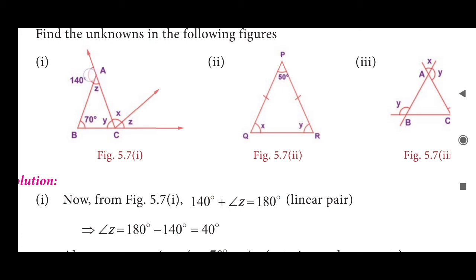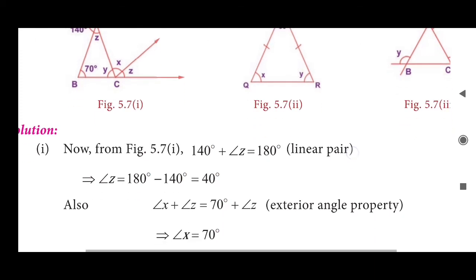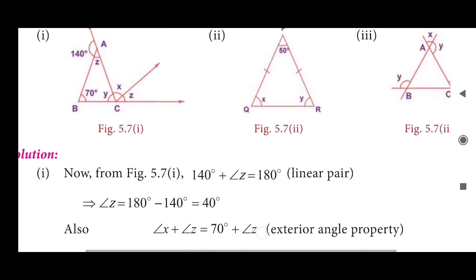So 140 plus z is 180 degree. Then 180 minus 140 equals 40 degree. Z is equal to what? 40 degree. So 140 plus 40 is 180 degree. Now x plus z equals 70 plus z. Z is given, we have found 40. So x plus y equals 180 degree. Understand? They have mentioned x plus z is equal to 70 plus z.